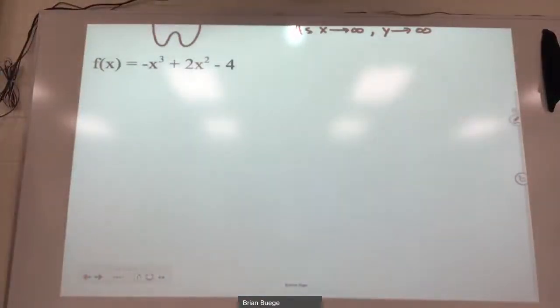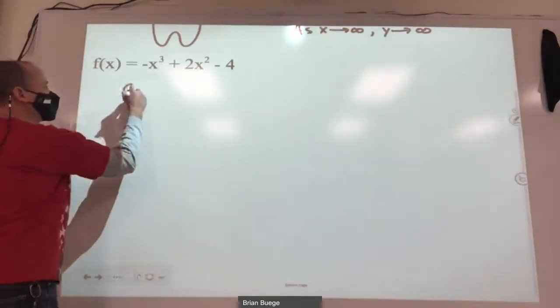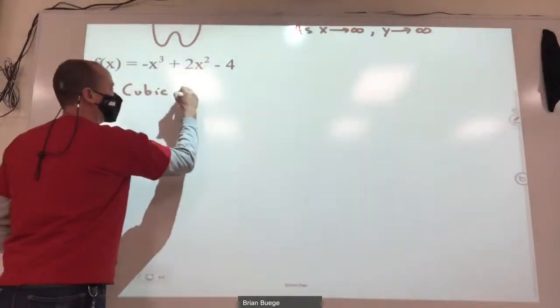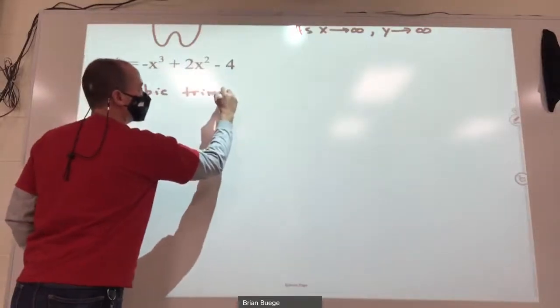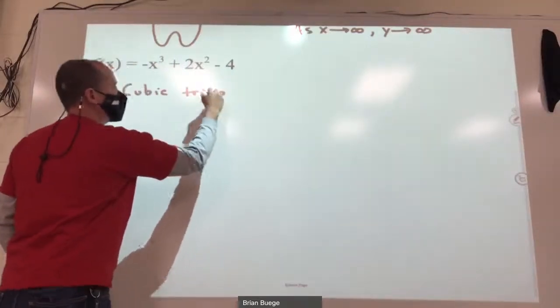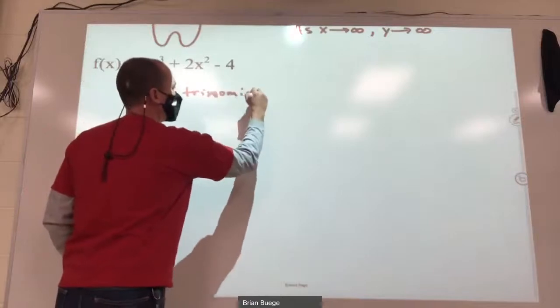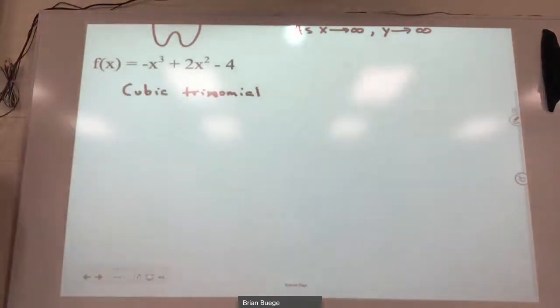What would we call this one? This is a cubic trinomial. There's the first part. Monomial. There we go. Okay, what would this one look like? General shape. What would we even describe that as? I call it the roller coaster. Just because you're going up, back, down, so it's the roller coaster.